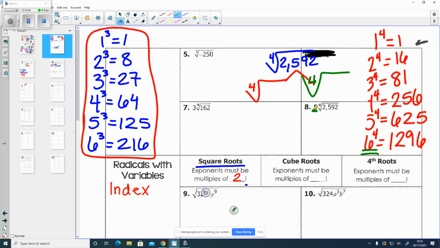Yeah. So this one is going to be my perfect one. And then it was times 2. Okay? So 1,296 times 2 is this 2,592. Okay? What is the 4th root of 1,296? 6.